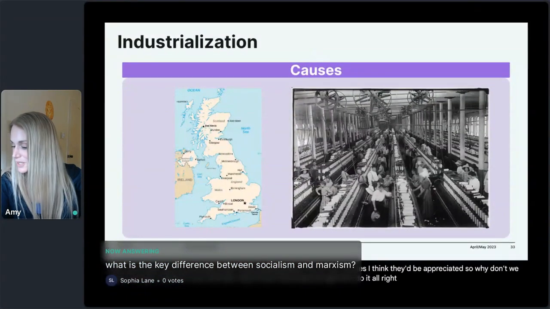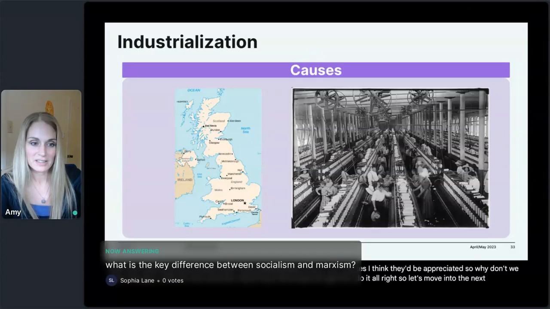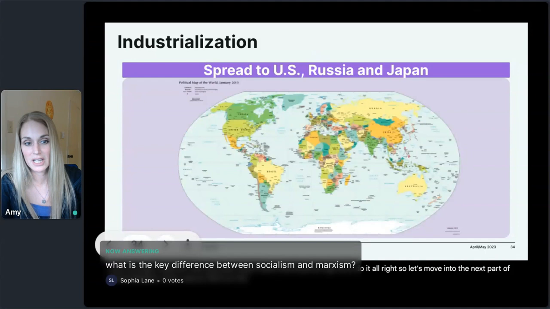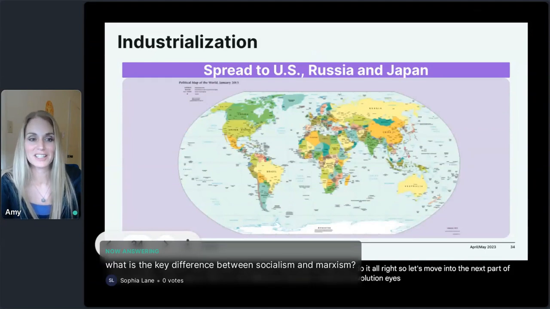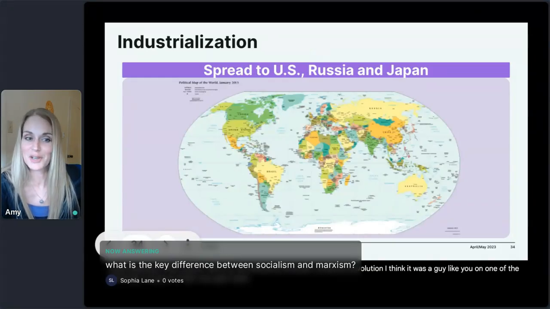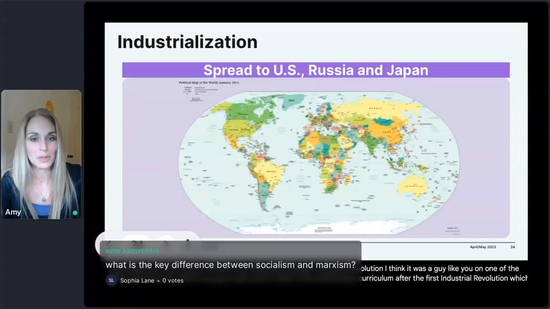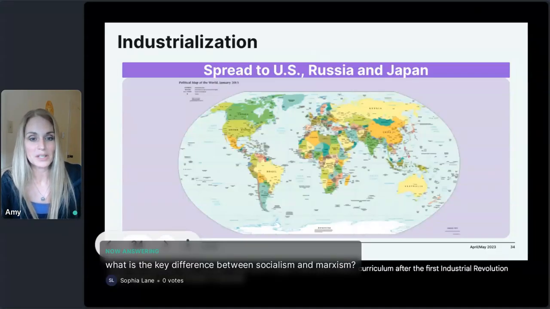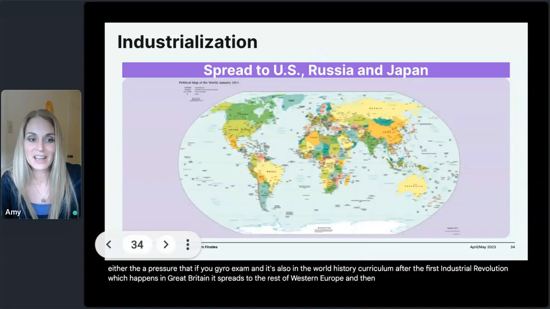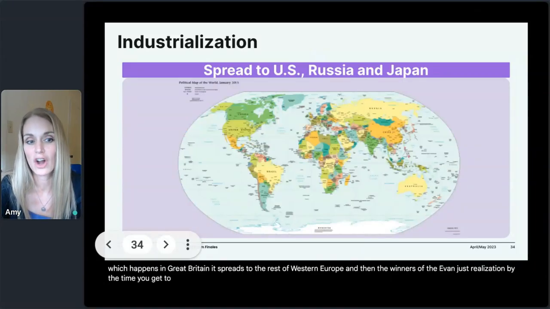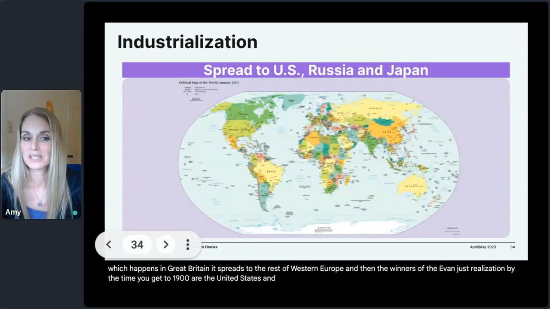All right, so let's move into the next part of industrialization. There was an LEQ on the difference between the first industrial revolution and the second industrial revolution. I think it was an LEQ on either the APUSH or the AP Euro exam. And it's also in the world history curriculum. After the first industrial revolution, which happens in Great Britain, it spreads to the rest of Western Europe. And then the winners of industrialization by the time you get to 1900 are the United States and Japan specifically.